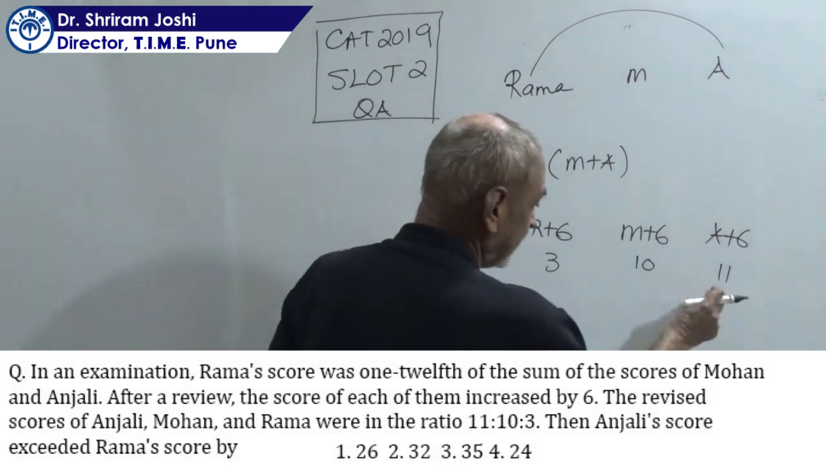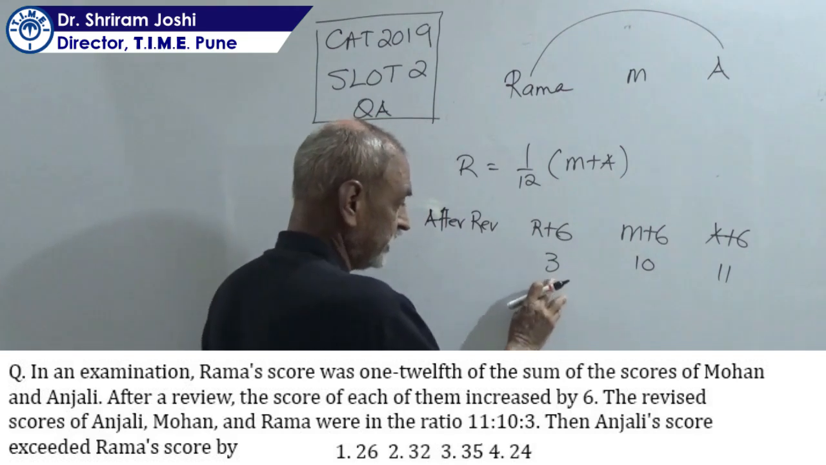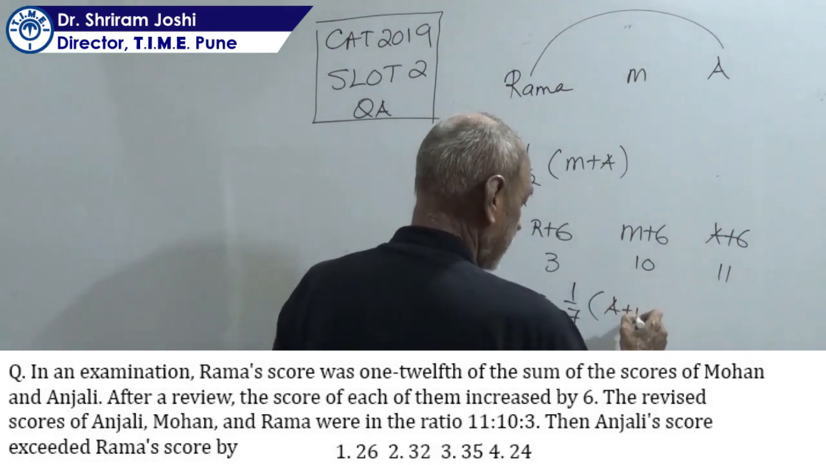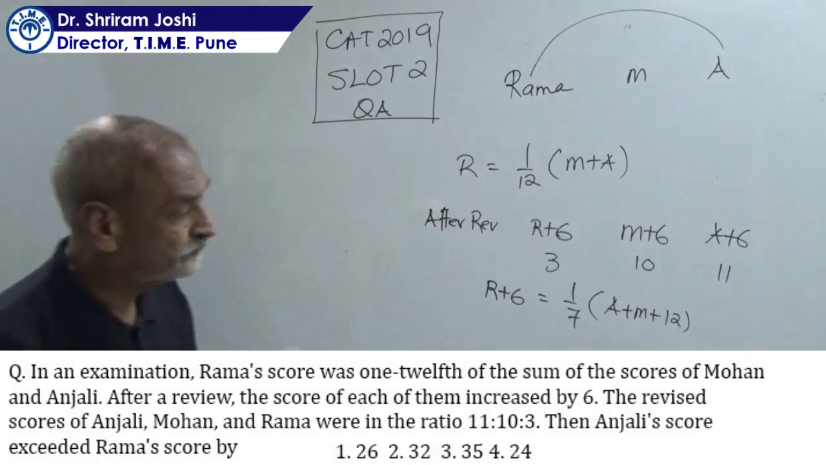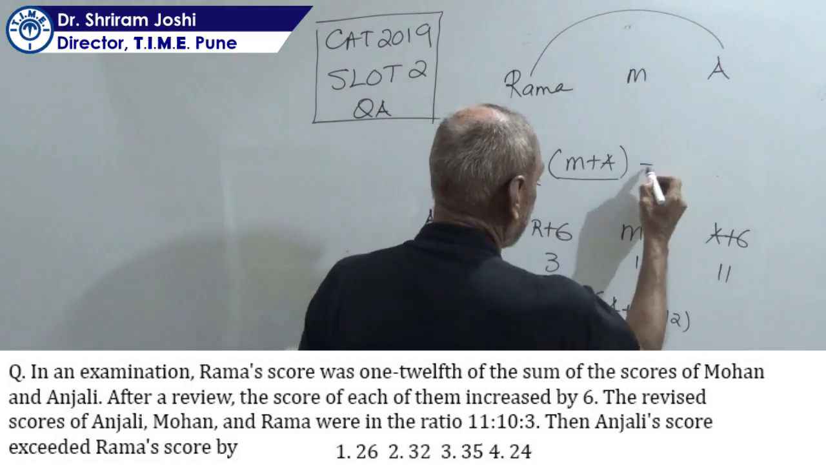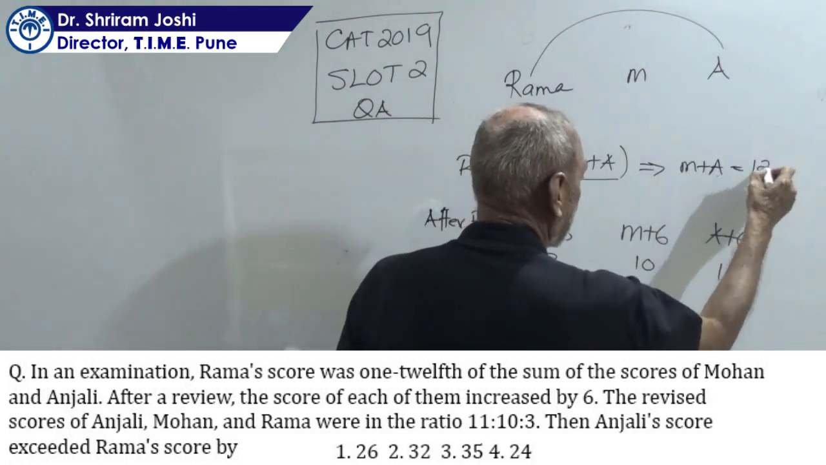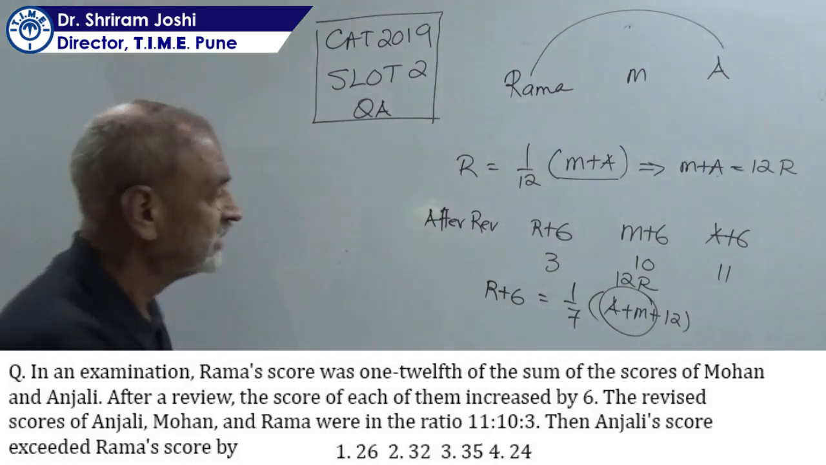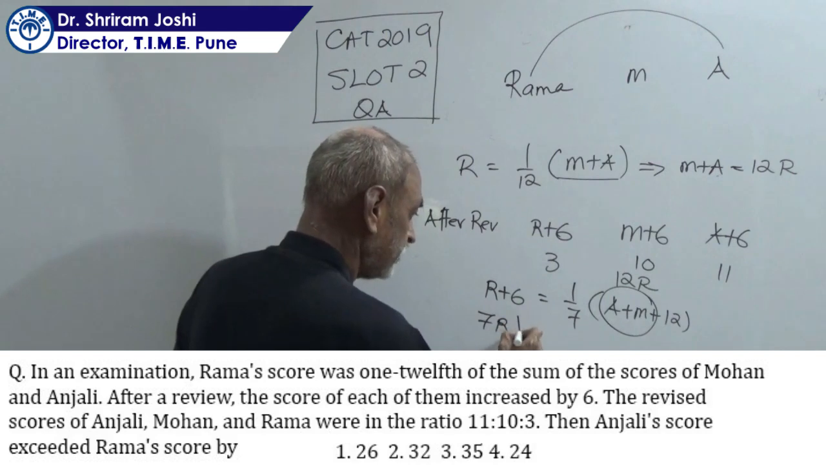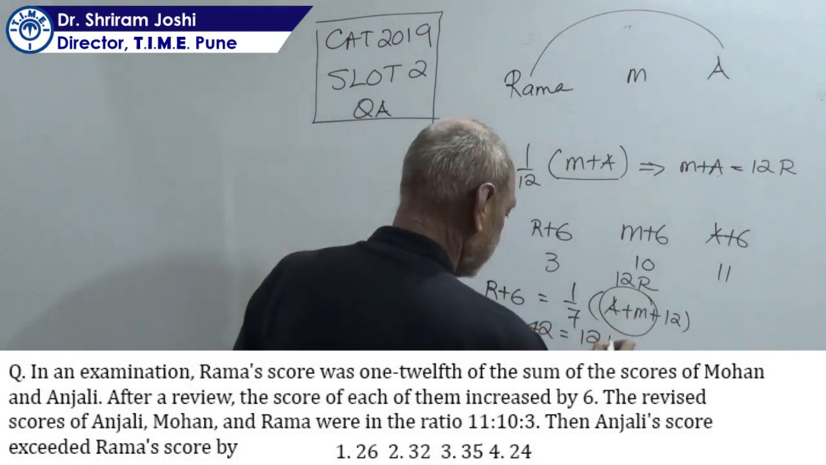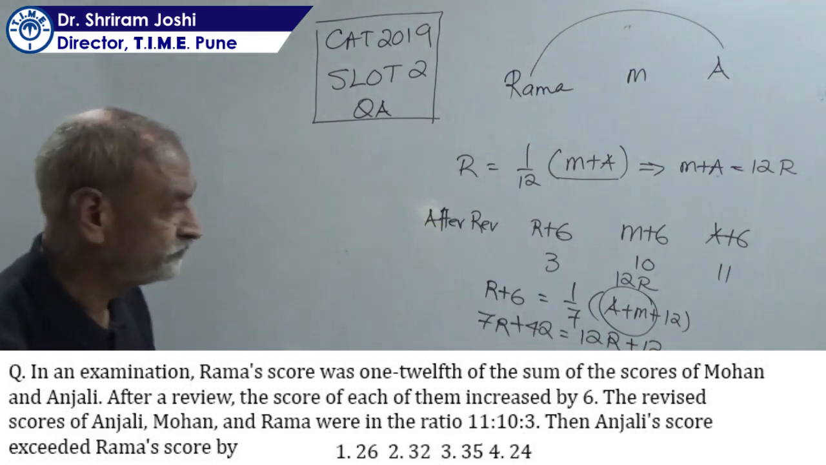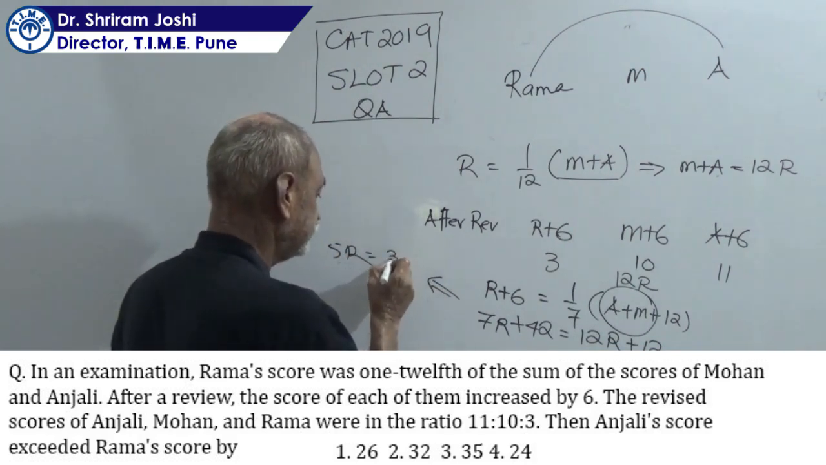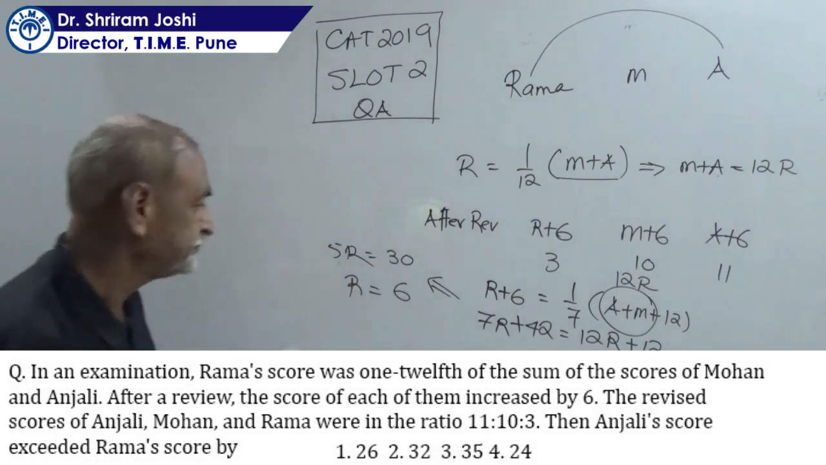After review, the ratio of these three scores, Anjali to Mohan to Rama, is 11 to 10 to 3. Which means, if I add these two, it will be 21 to 3, which means R plus 6 is going to be 1/7 of these two together, A plus M plus 12. Now see what's happening. M plus A is equal to 12R. So this whole thing is 12R. Substitute. 7 times is 7R plus 42 will be equal to 12R plus 12. Can you not simplify this? 5R equal to 30. R must be 6. So R is 6.